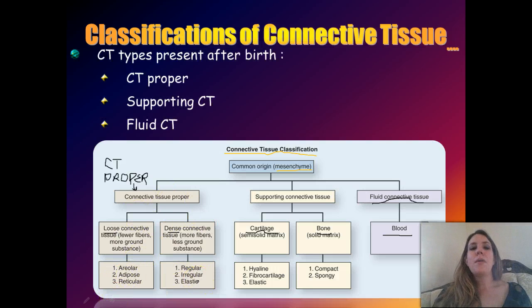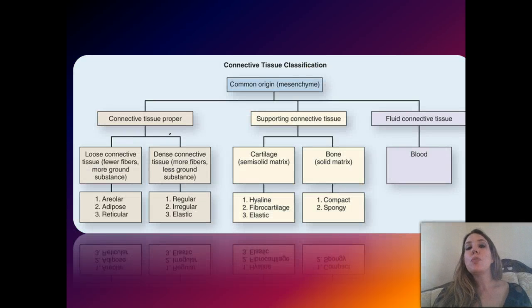So let's again go over the three main types of connective tissue from the time you're born. Connective tissue proper, supporting connective tissue, and fluid connective tissue. Okay, so we got that. So now let's see if we can go over the categories within each of those.